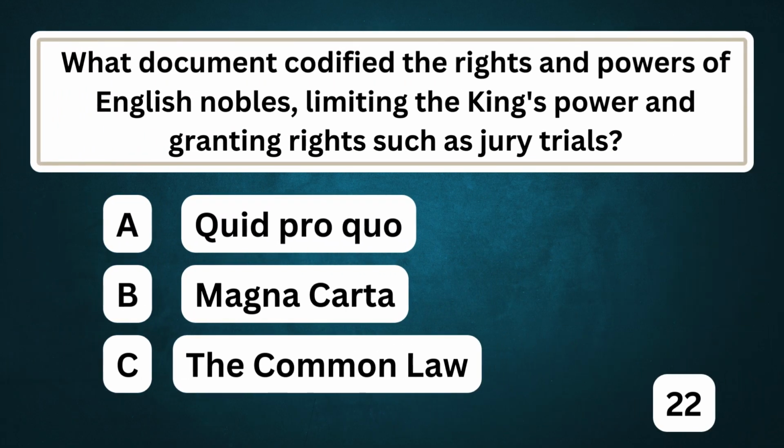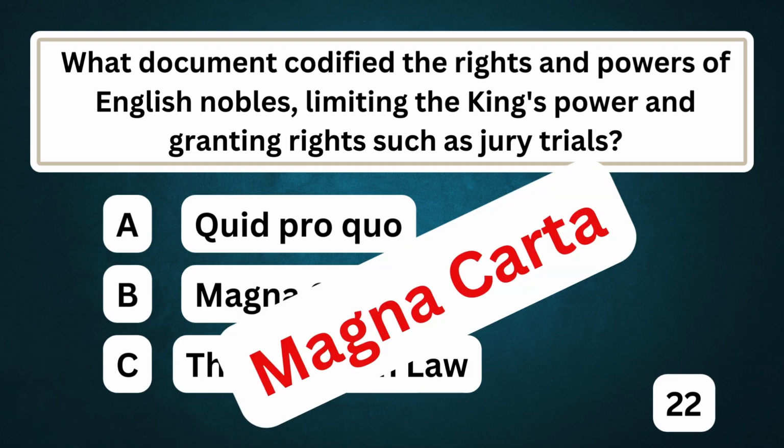What document codified the rights and powers of English nobles, limiting the king's power and granting rights such as jury trials? The Magna Carta codified the rights of English nobles, limiting the king's power.